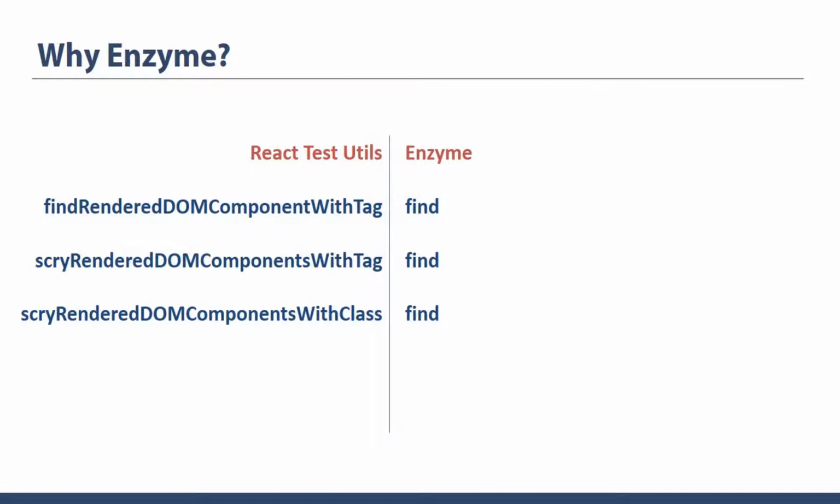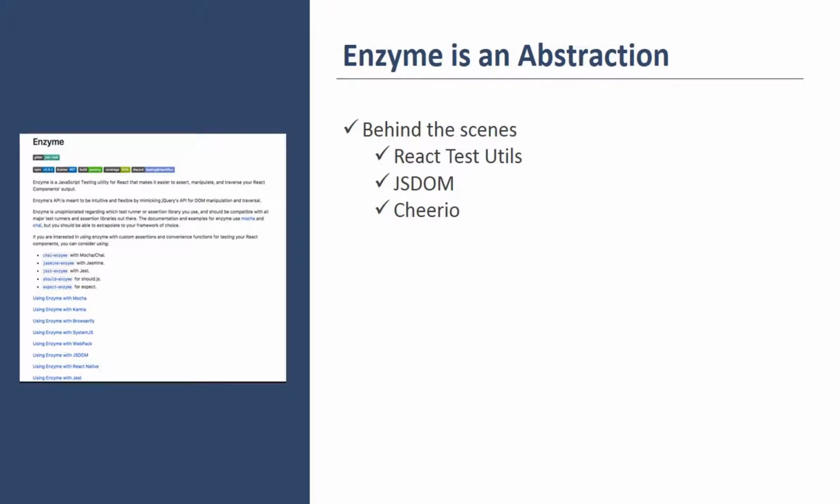So I'm jumping into Enzyme without really explaining exactly what it does here. Now keep in mind that Enzyme is just an abstraction. It's kind of like theater production. So let's look behind the scenes and understand what Enzyme is really doing and how it works. Enzyme is ultimately calling React Test Utils behind the scenes. It's an abstraction over that provides a nicer API.